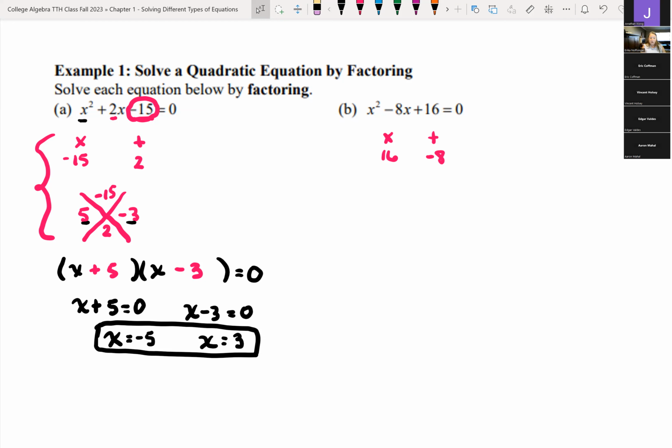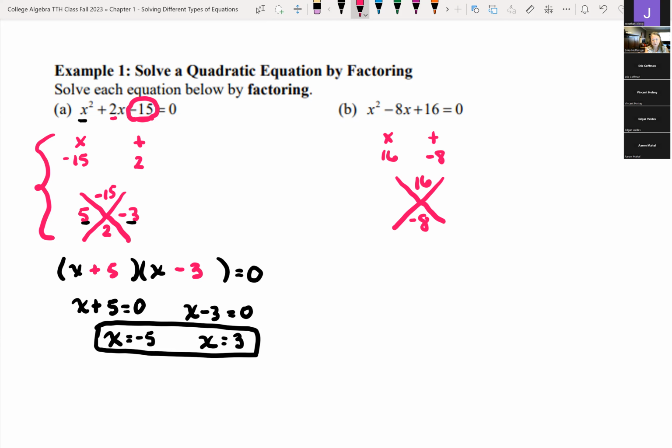So looking at what multiplies to get 16 and adds to -8. If you feel more comfortable writing it like this, you can. What multiplies to 16? Well, I noticed that it's multiplying to give me a positive number, and I'm adding those two numbers and I get a negative.